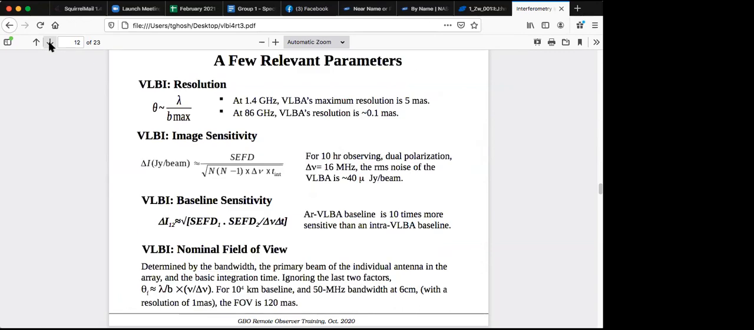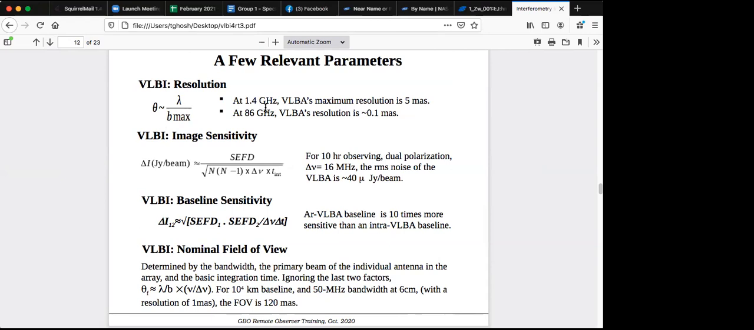Next. So a few relevant parameters. These are the things that you have to remember. The angular resolution you get with VLBI is, as I said, not determined by the diameter of the dish, it's the separation of the antennas. So the farther apart the antennas are, the better angular resolution you get. So that's the formula for it.